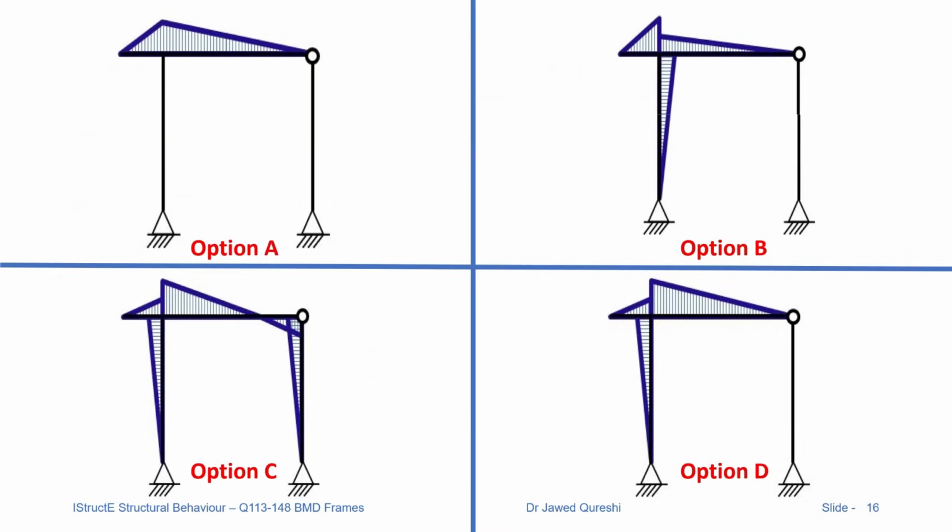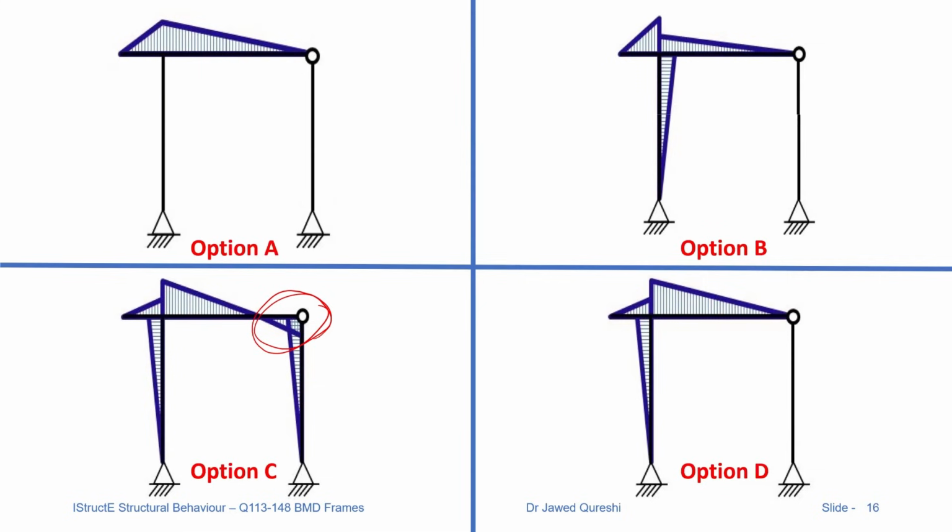Which option is correct? Is it A? Is it B? Is it C? Is it D? Put it down in comments. And after you have solved it, now let's go through the options. Especially C is immediately discarded because we have moment at the internal pin, which is not possible. Options D and B are possible, and option A is possible as well.